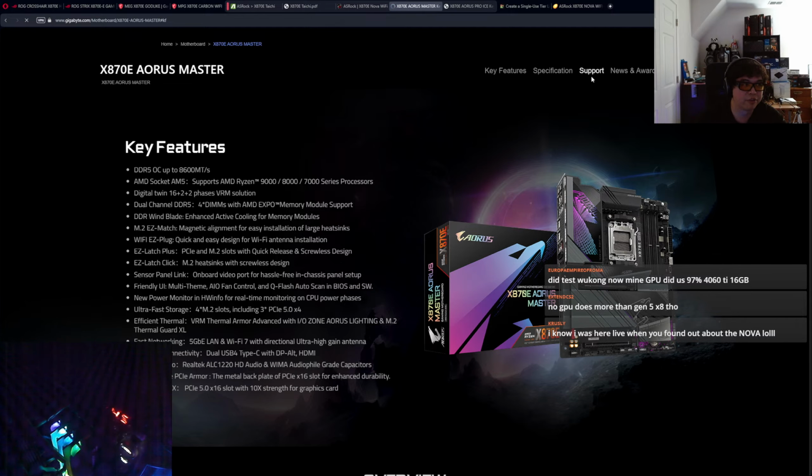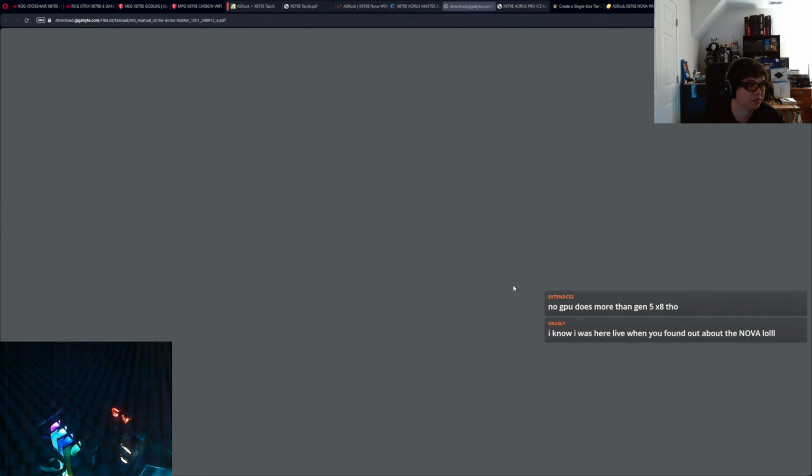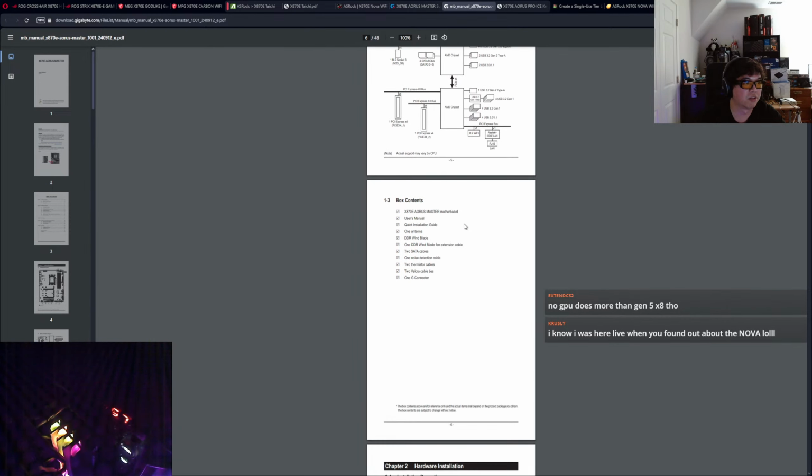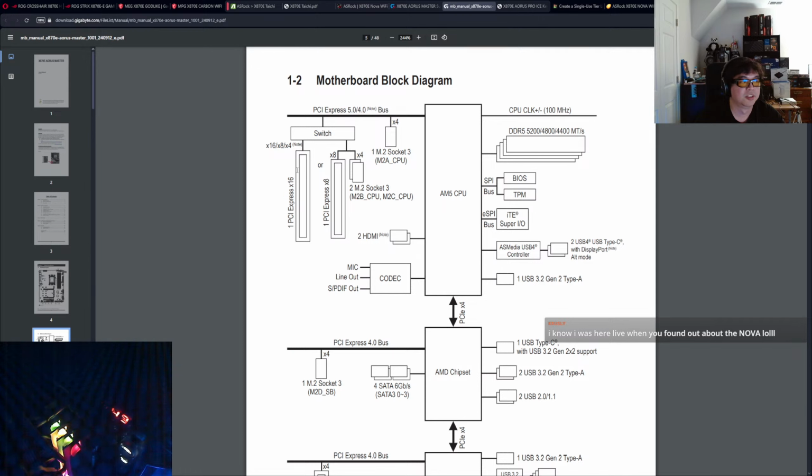But see, for example, if we use the Aorus, like this one, we go to the block diagram for the Aorus. Gigabyte is really nice at providing the block diagram. See? The GPU, there's the switch, and there's the sharing. So here's the GPU by itself with nothing else plugged in. It gets the full 16 lanes.